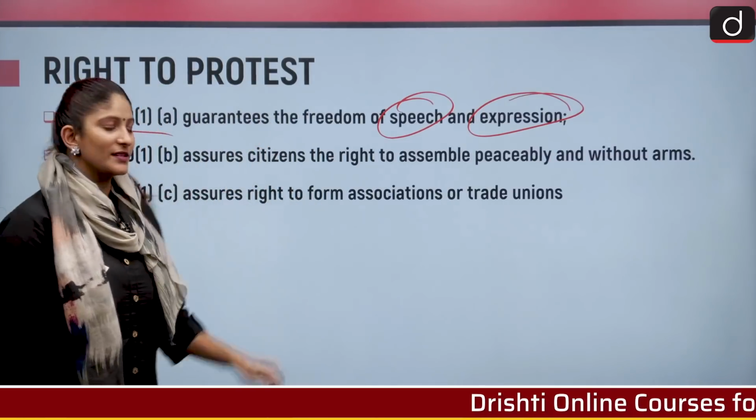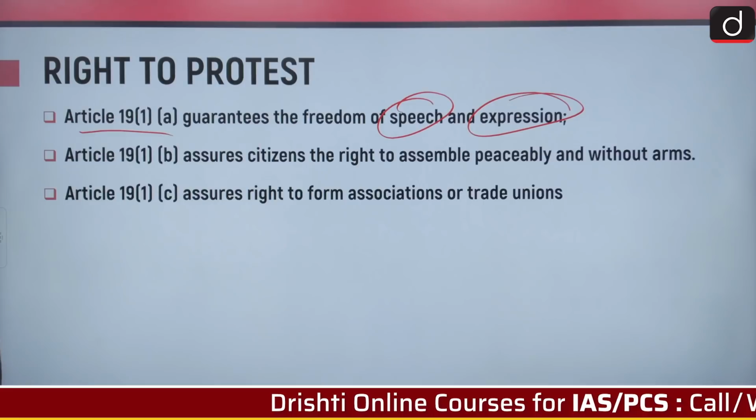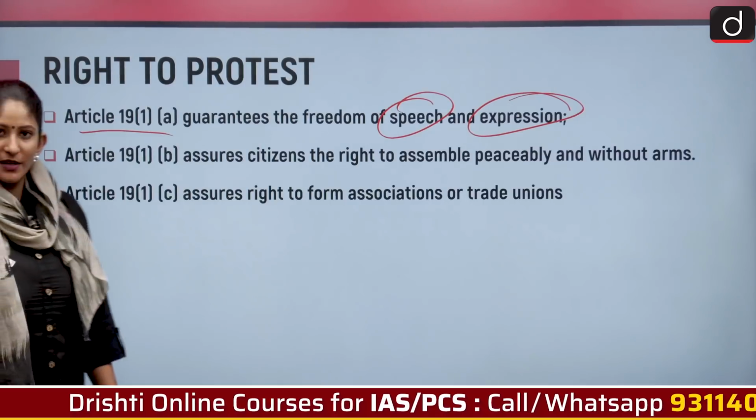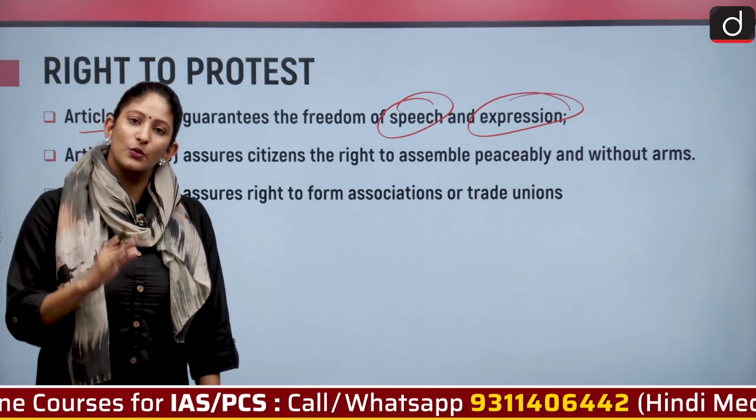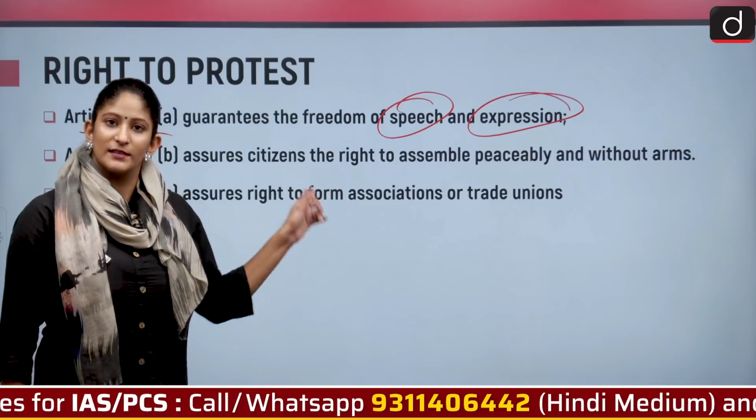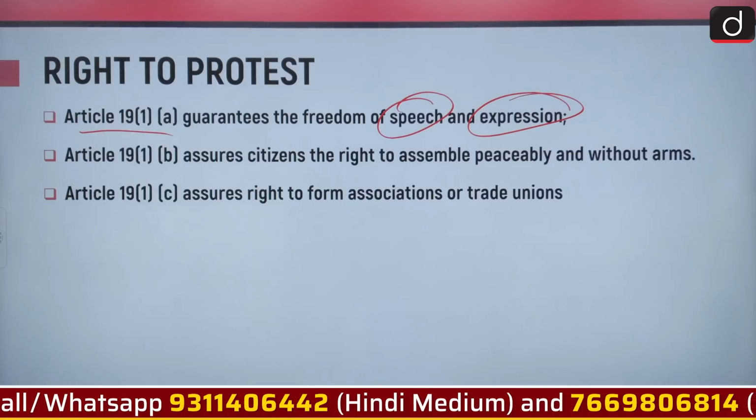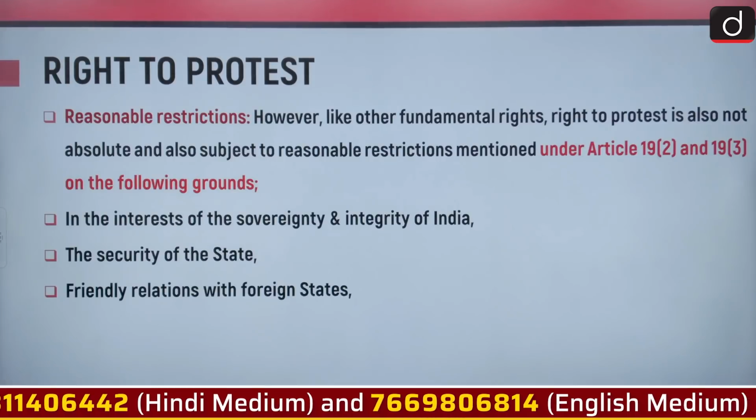Just remember this. Okay, so Article 19 Clause 1 Subclause B assures citizens the right to assemble peaceably and without arms. It could be asked in your prelims that which article prohibits the citizens to bear arms for protest. This could be it. Okay, and again, Article 19 Clause 1 Subclause C assures right to form association or trade unions. Moving on. Now, there are certain reasonable restrictions.